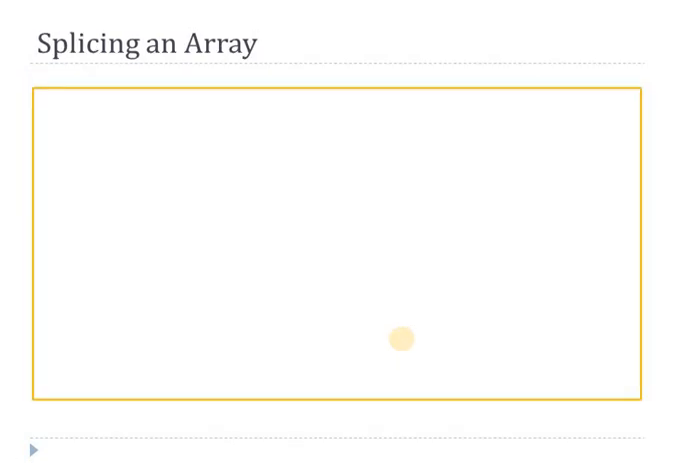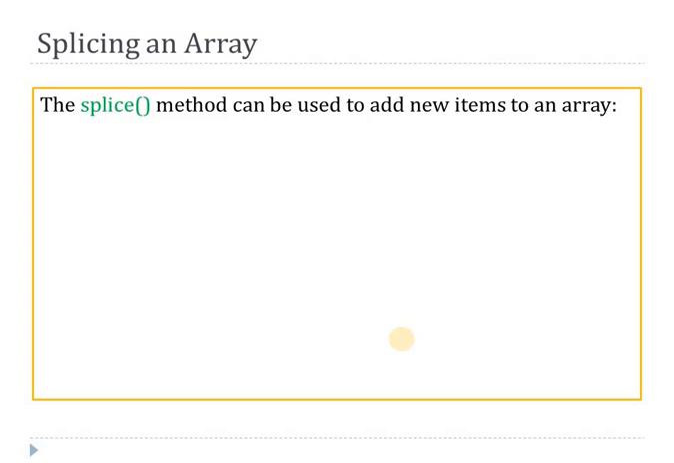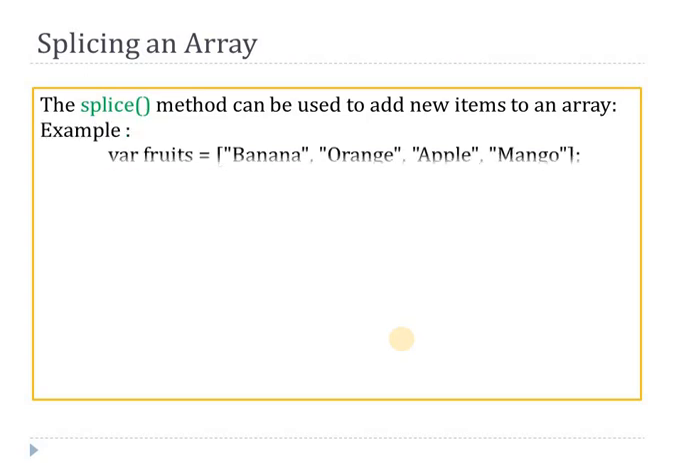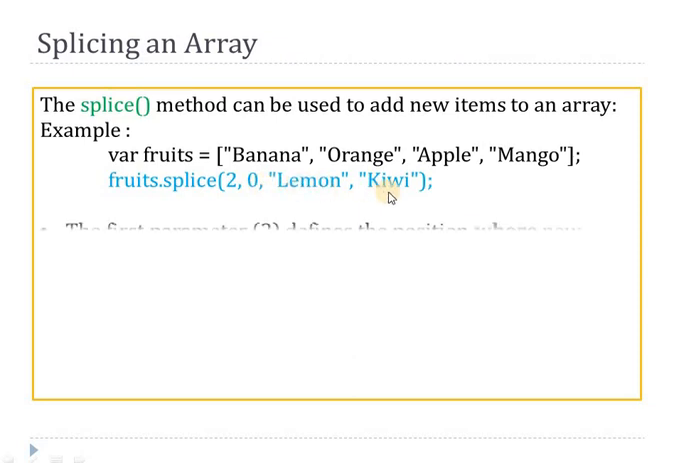After that, splicing an array. This method can be used to add new items to an array. For example, over here, this is an array: banana, orange, apple, and mango, and over here you need to pass 4 arguments like this: fruit dot splice method, 2, 0, lemon, and kiwi. Now let's see what it means.